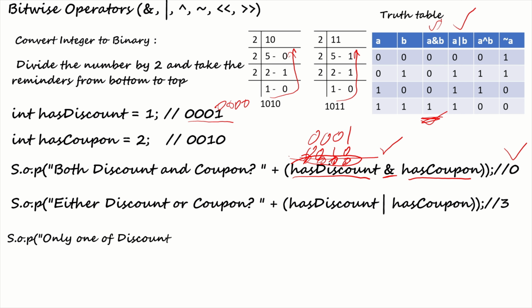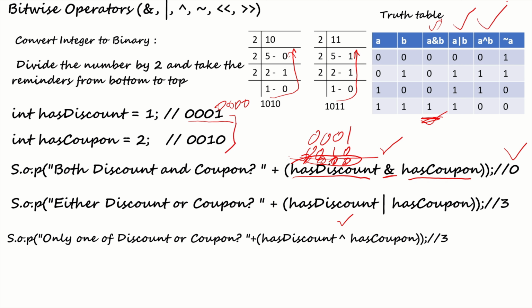Now let's see the XOR operator. If I want to have only one of the discount or coupon, I will use this discount one. So this XOR operator, on these bits, apply this XOR truth table, then you will get 3 here.